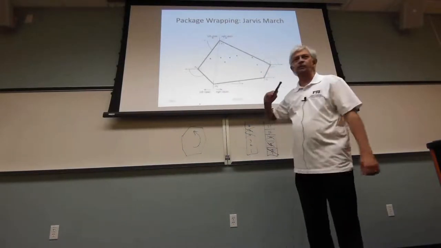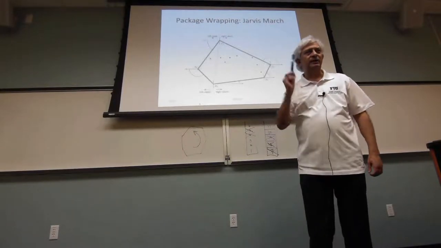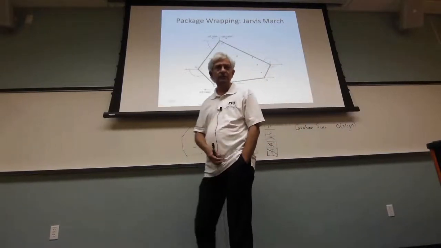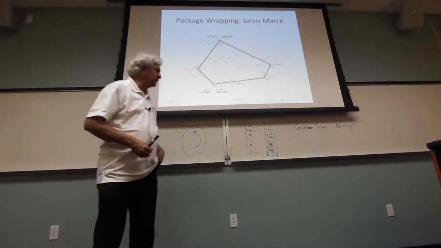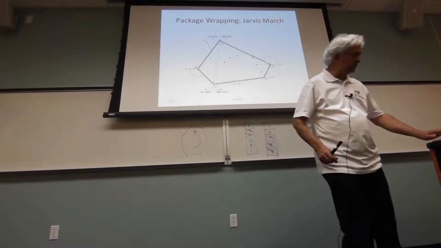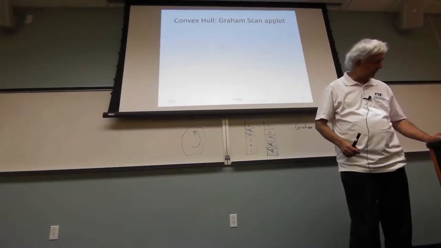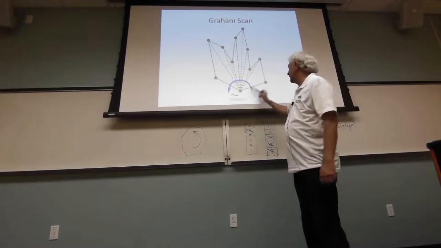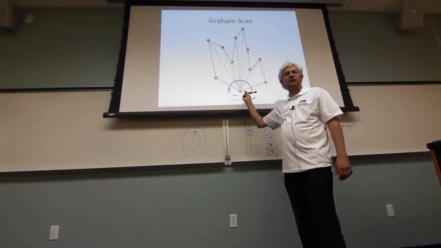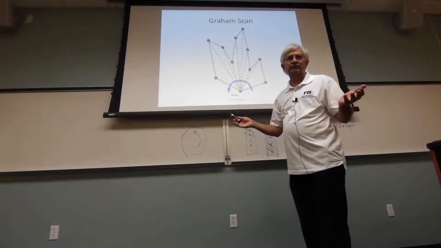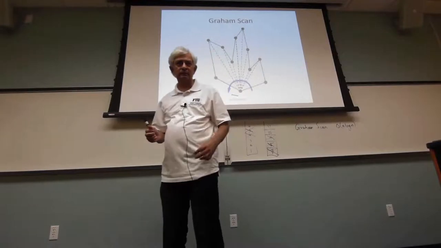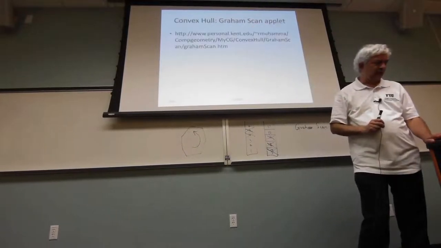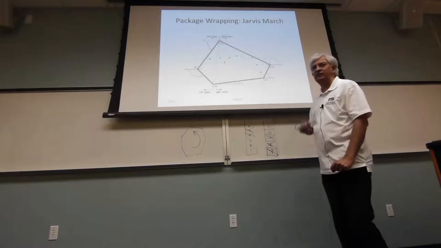Next job is to figure out P1. How much time am I going to need in order to figure out P1? Linear. It's going to be linear because essentially I have to do what I did on the previous slide. If this is my P0, I'm going to connect it to everything, and I'm going to find the one with the smallest angle. And that's going to take me a linear amount of time, because I have to find the angle that it has with the x-axis. So just to find P1 has taken me linear time.